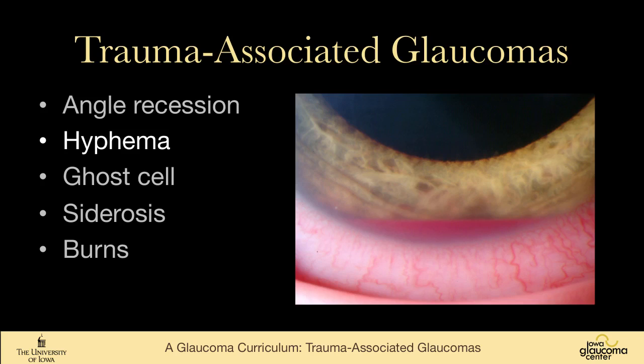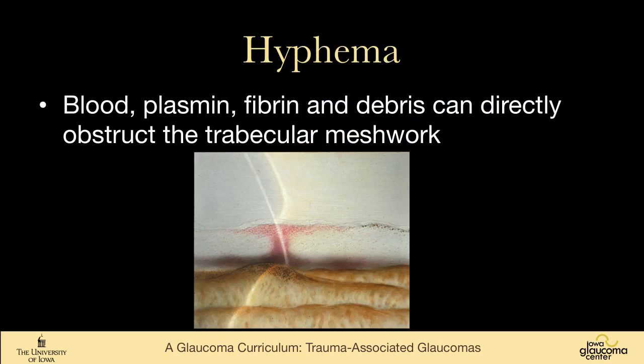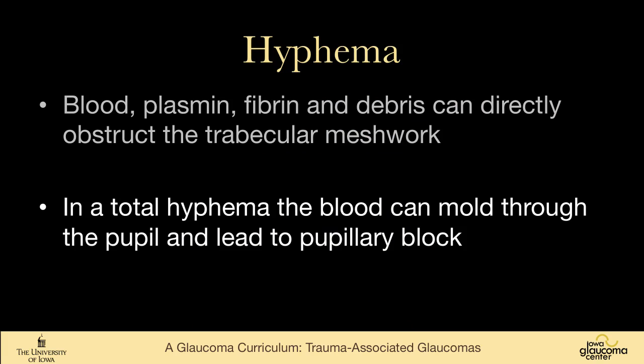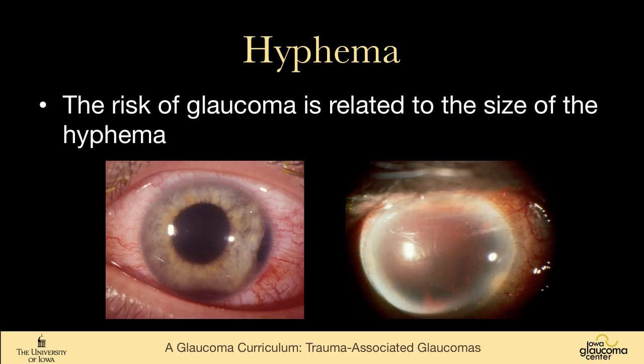Hyphema. You see a little tiny hyphema in this picture on the right, bleeding into the anterior chamber. Blood, plasmin, fibrin, and debris can all obstruct the trabecular meshwork and cause the intraocular pressure to elevate. A second mechanism is that in a total hyphema, the blood can mold through the pupil and actually lead to pupillary block. And the risk of developing glaucoma is related to the size of the hyphema.